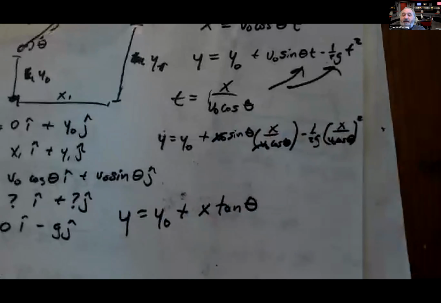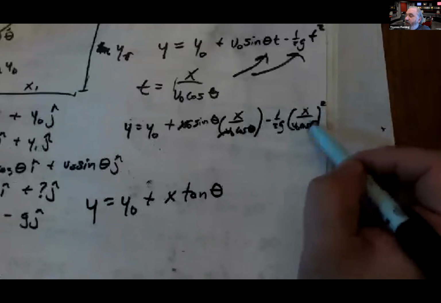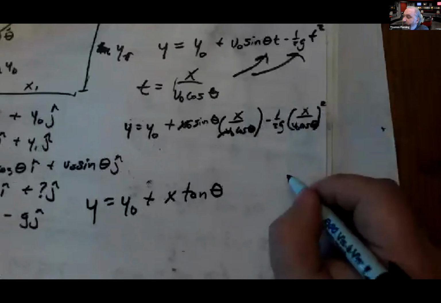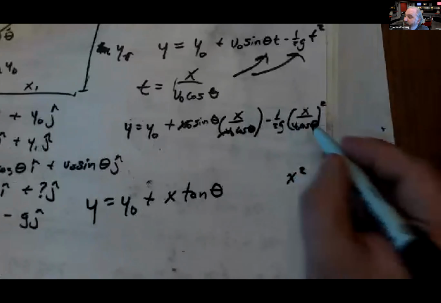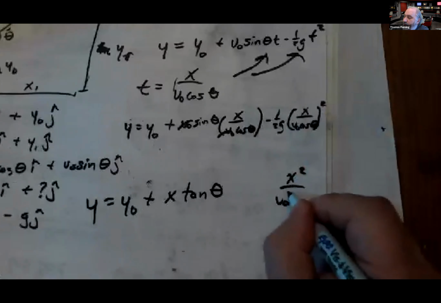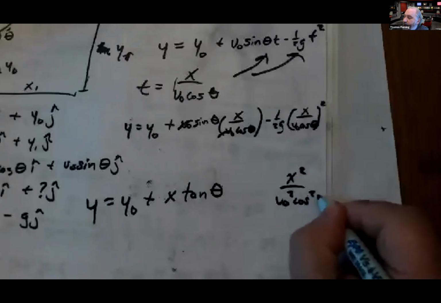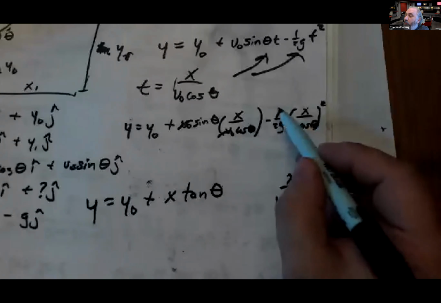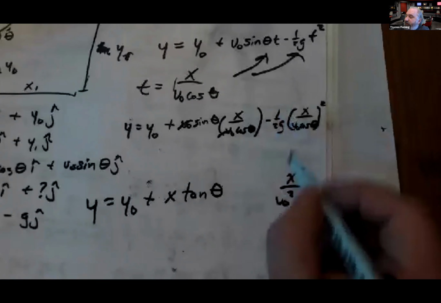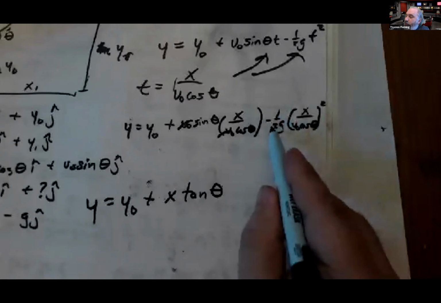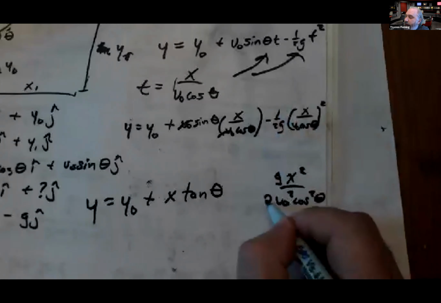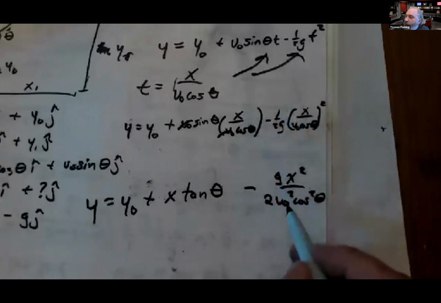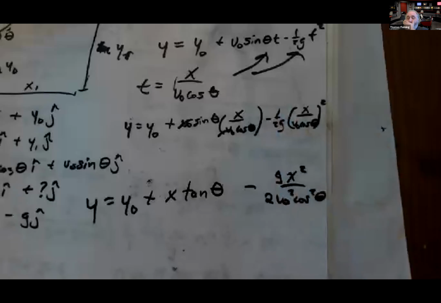Then over here, all this stuff in here has to get squared. So I'm going to have x squared, and on the bottom v initial squared cosine squared theta. I'm multiplying it by 1/2 g, so the g is going to get kicked up to the numerator, and the 2 is going to get kicked out of the denominator. So it's going to be minus g x squared over 2 v initial squared cosine squared theta. This is ugly. I hate it.